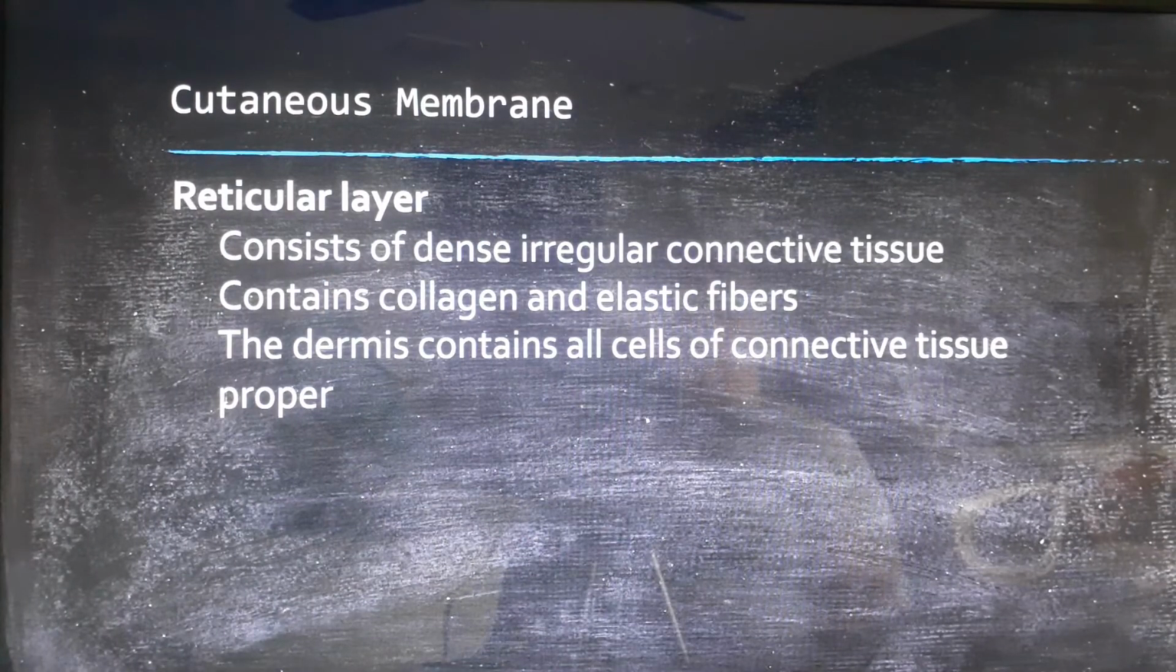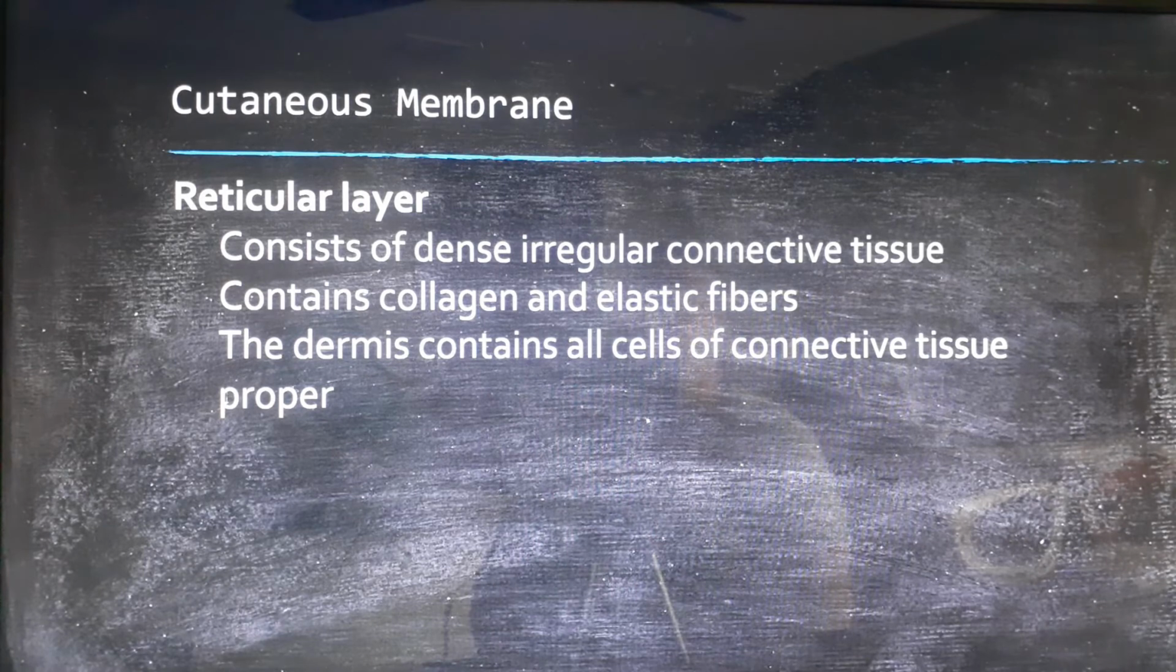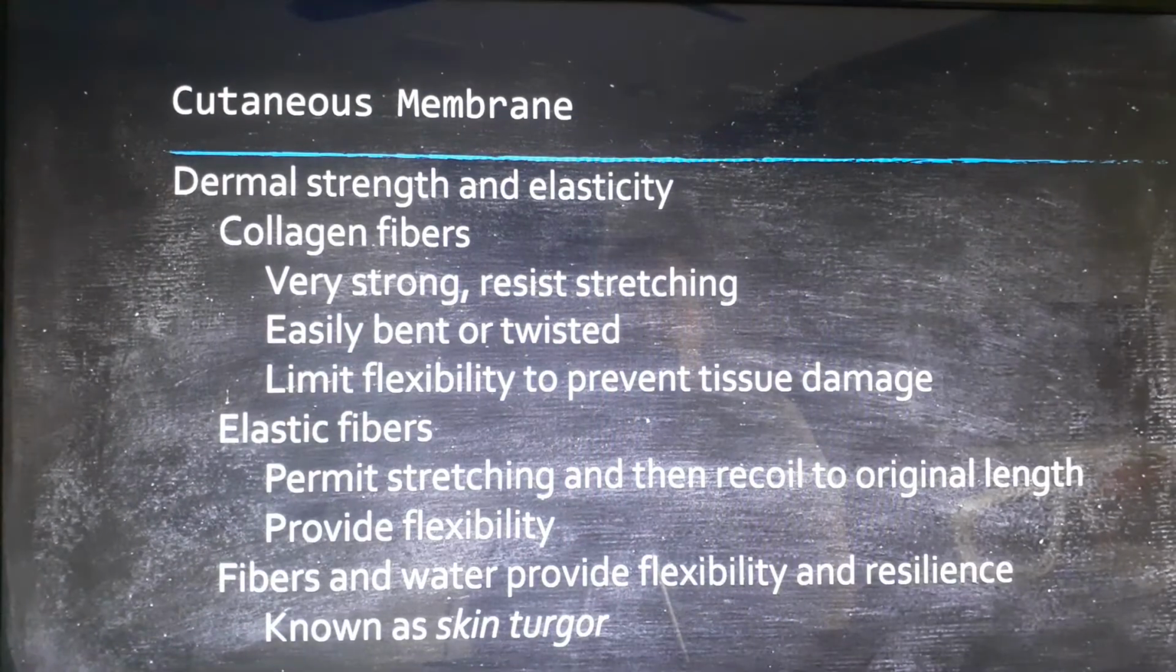Okay, so the lower layer of the dermis is called the reticular layer, and it's the thicker layer. It's made of dense, irregular connective tissue with collagen and elastic fibers. And basically, the dermis has all the different cells that we saw in the connective tissue chapter. The strength of your skin comes from the collagen fibers that can bend and twist, but they are not stretched. This lets us be flexible, but limits the flexibility so that we don't damage tissues beneath. Any stretch is provided by elastic fibers.